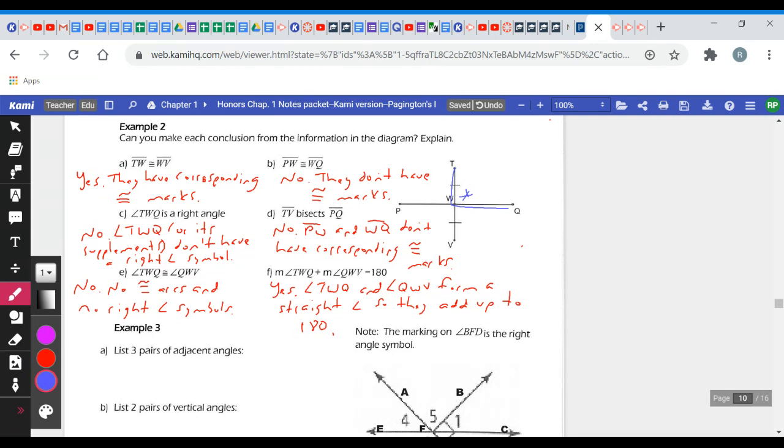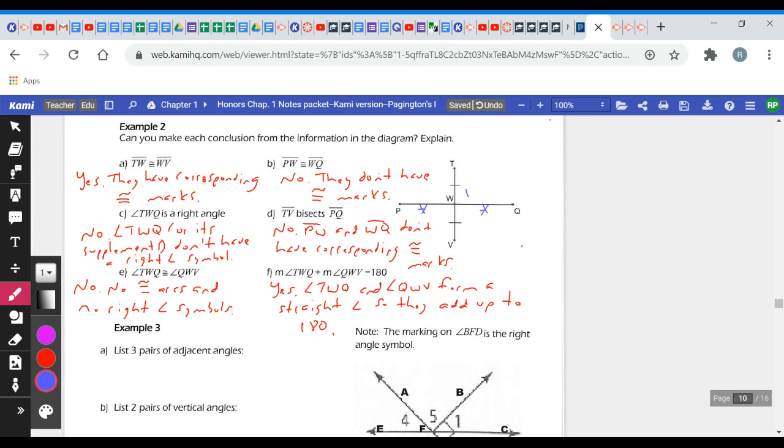On D, it says TV bisects segment PQ. And we talked about what the word bisect means. I remember we said that means cuts in half. So it's asking, do we know for sure that TV is cutting PQ in half? And I would say no, because PW right here and WQ do not have congruent marks on them. And so I don't know for sure they're congruent. Again, they kind of look congruent, but I can't assume that.